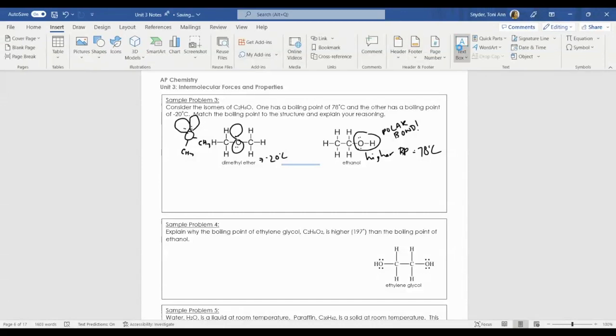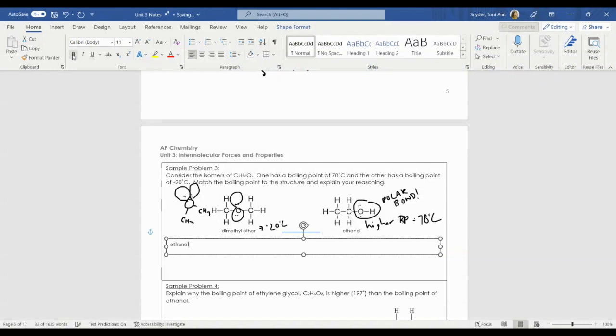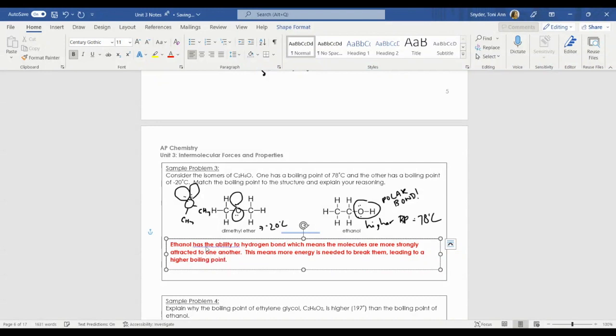So let's insert a text box here because I don't want to confuse you even more with my handwriting. So we'll say here, ethanol has the ability to hydrogen bond, which means the molecules are more strongly attracted to one another. This means more energy is needed to break them, leading to a higher boiling point.